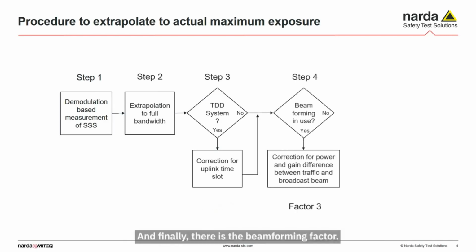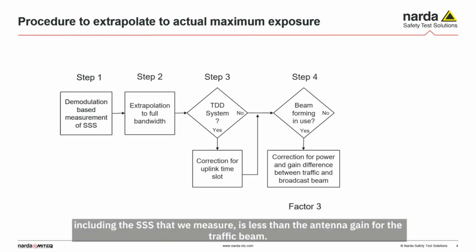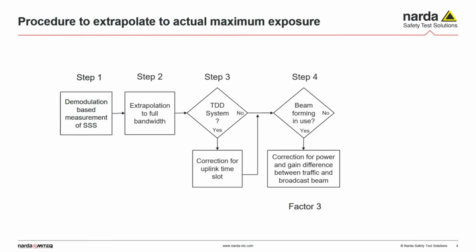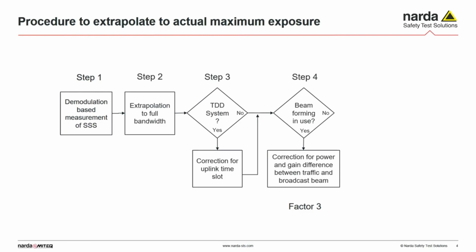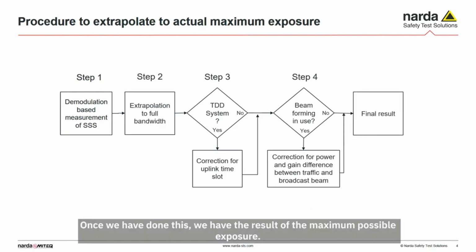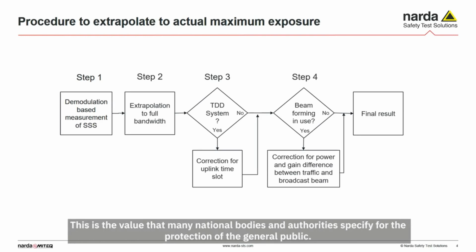And finally, there is a beamforming factor. If beamforming is being used, the antenna gain for the signaling, including the SSS that we measure, is less than the antenna gain for the traffic beam. Naturally, the result must be corrected upwards by this factor, since we want to determine the maximum possible exposure. Once we have done this, we have the result of the maximum possible exposure. This is a value that many national bodies and authorities specify for the protection of the general public.